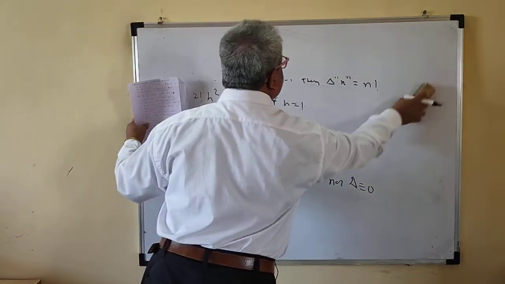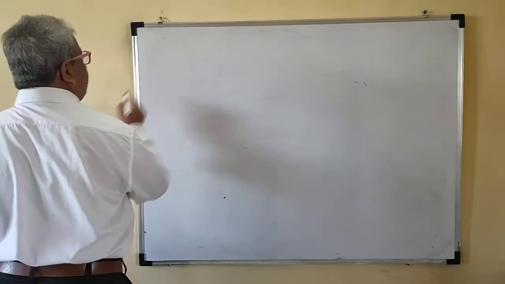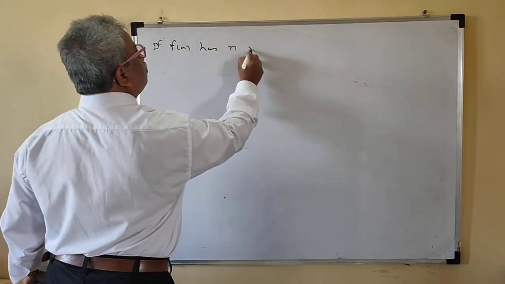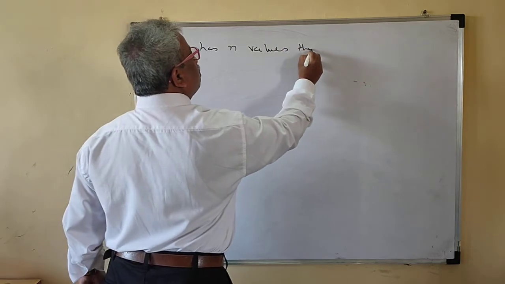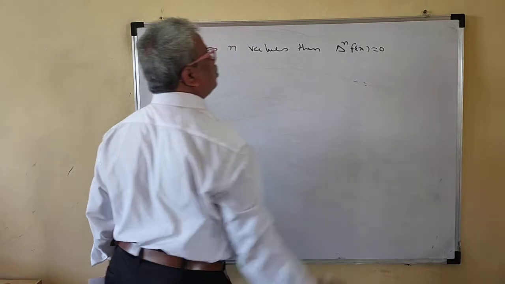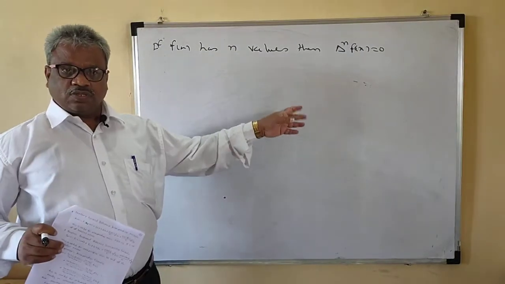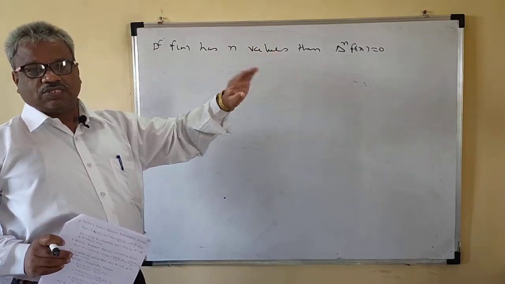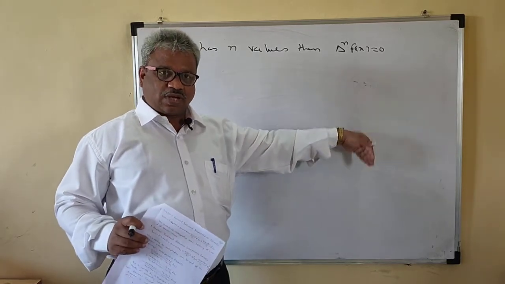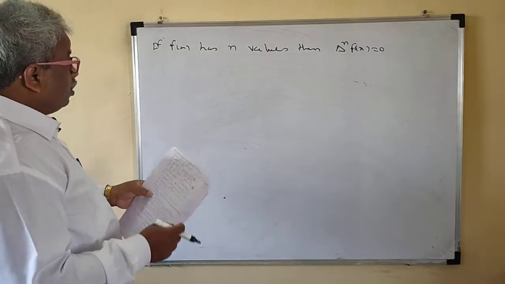Now suppose we have data of n values. So that means, if f of x has n values, then Δ to the power n of f of x is equal to 0. If we have a table of 7 values, then Δ raised to 7 is 0. So you need to do the table only until the 6th difference is constant. That means the 7th difference is 0. Okay, so remember that.